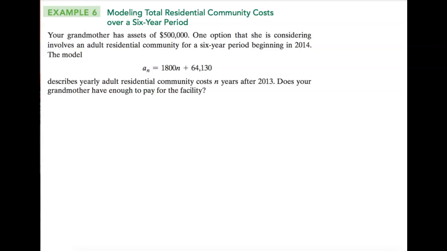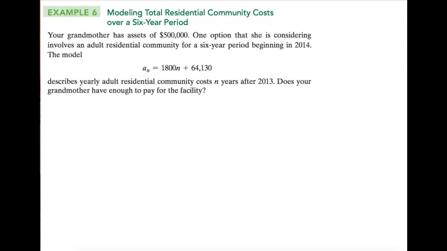All right, here is an example of using arithmetic sequence and series to do an application problem. So example 6, modeling total residential community costs over a 6-year period. Your grandmother has assets of $500,000. One option that she is considering involves an adult residential community for a 6-year period beginning in 2014.